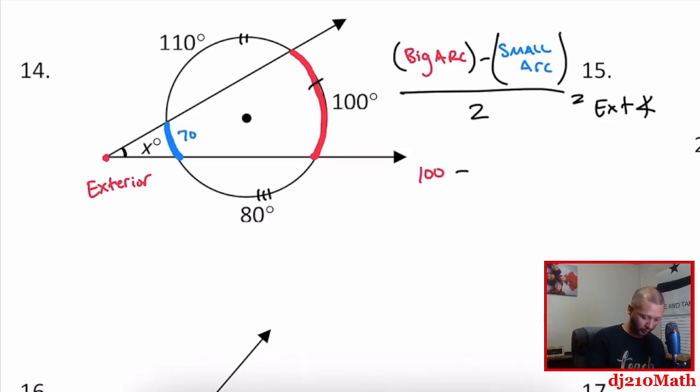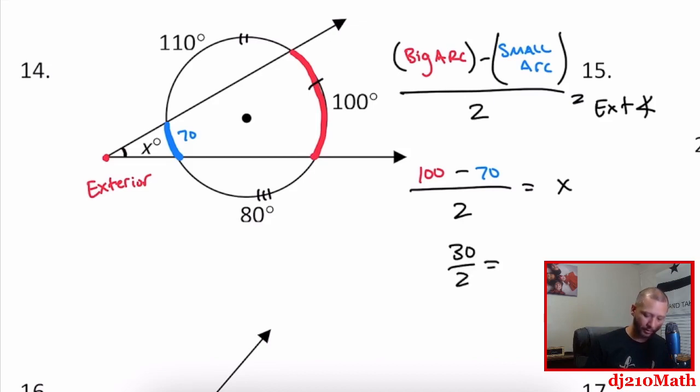So the remaining arc is going to be 70. All this is divided by 2, and all this is going to equal X, the exterior angle. So 100 minus 70, that's 30, divided by 2 equals X. So 30 divided by 2 is 15. 15 degrees. X is equal to 15 degrees.